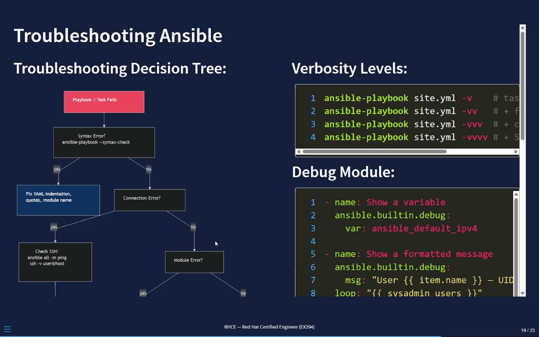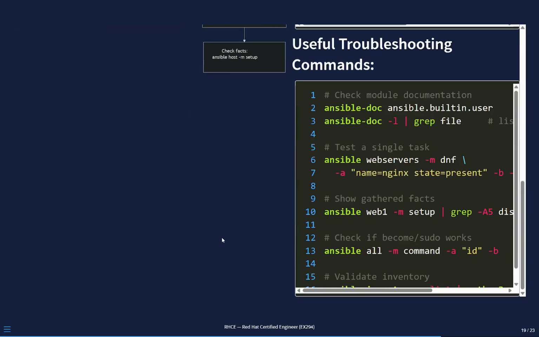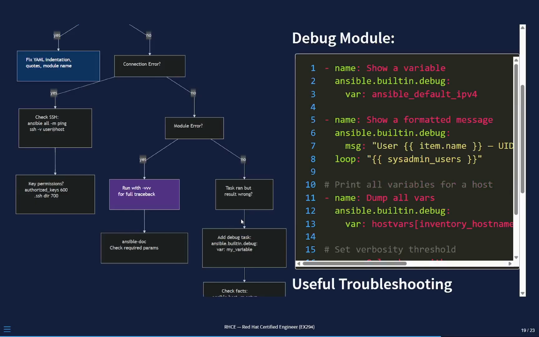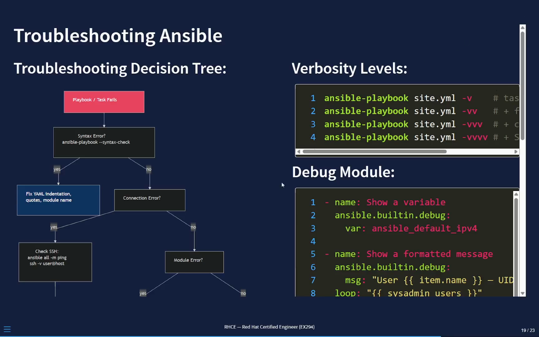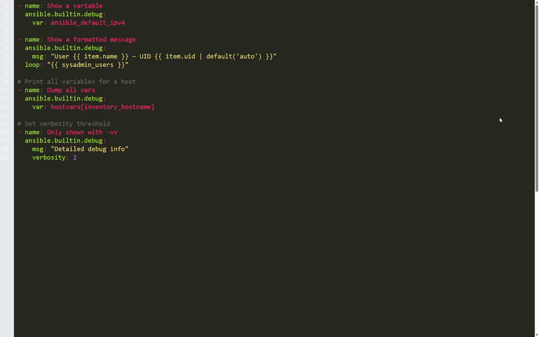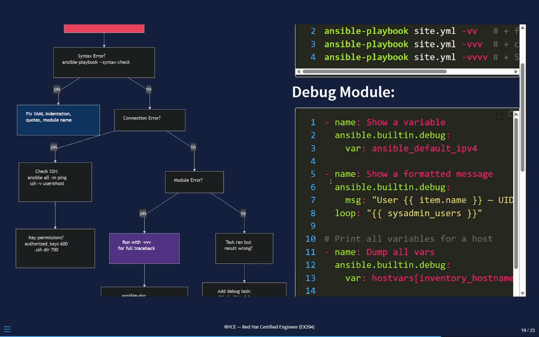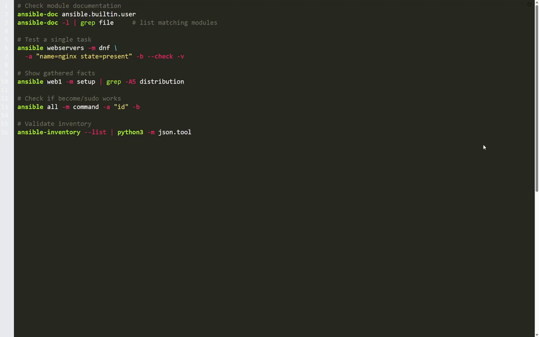The verbosity levels are a gradient. -v shows task results. -vv adds file operation details. -vvv adds connection information: which SSH user, which key, which port. -vvvv adds the full SSH debug output. For most issues, -vvv gives you enough. The test strategy: run with --check --diff to preview changes, then --limit host1 to test on a single host before running against the group.